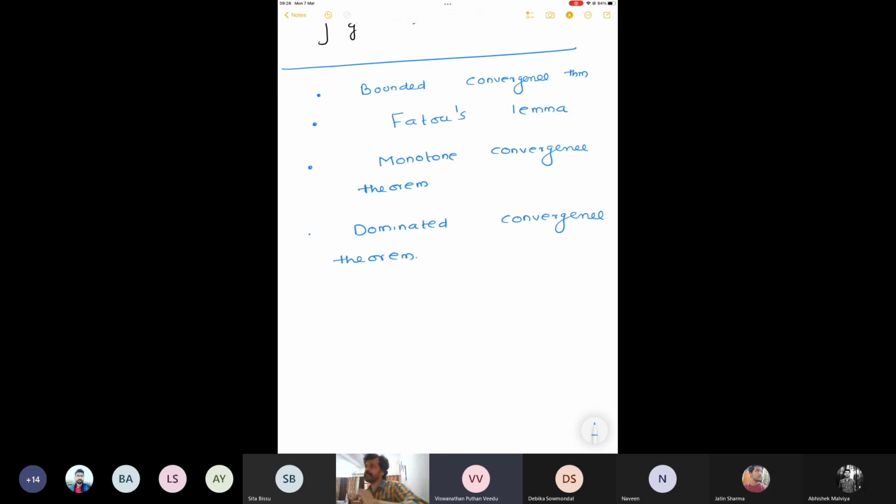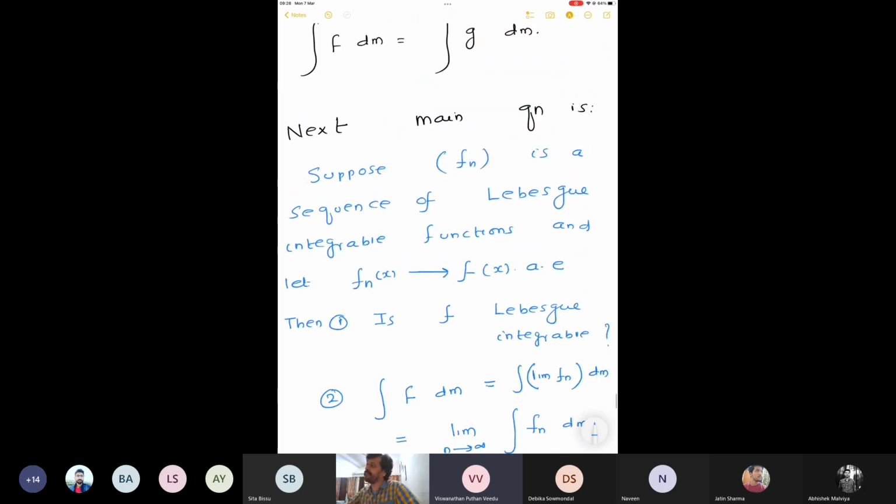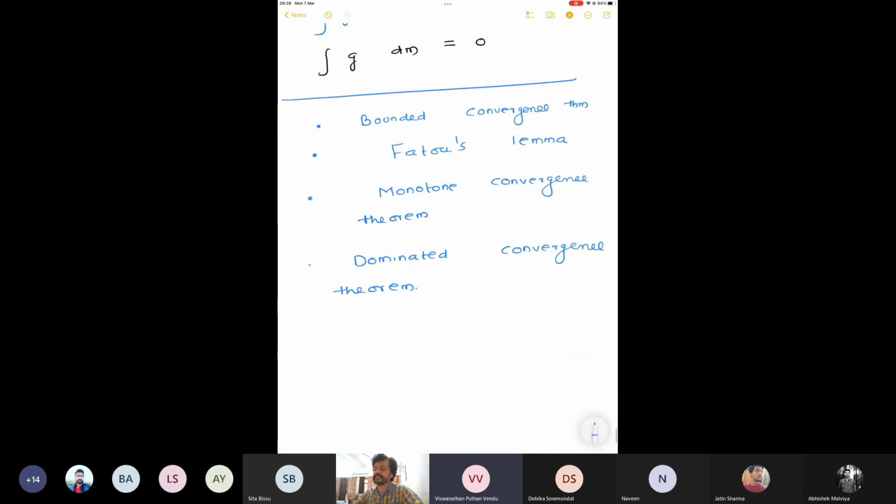So these are all different theorems, but they address the same question. Namely, if each fn is Lebesgue integrable and fn converges to f almost everywhere point-wise, is it necessary that f is Lebesgue integrable, and whether the integral of f will coincide with the limit of the integral of fn? All these 4 theorems discuss that. You can guess from the name.